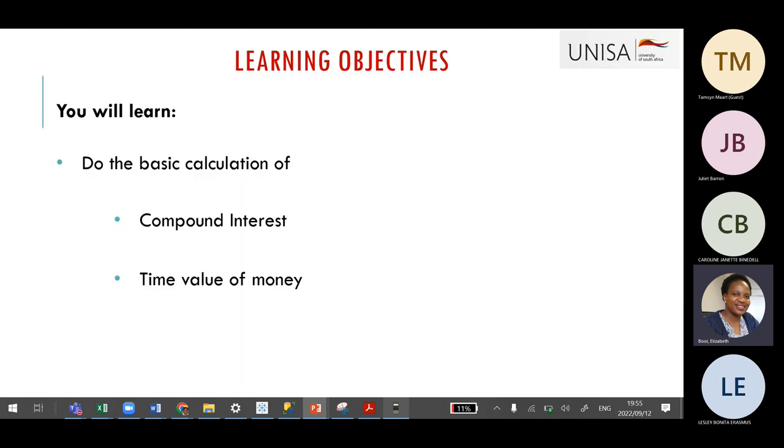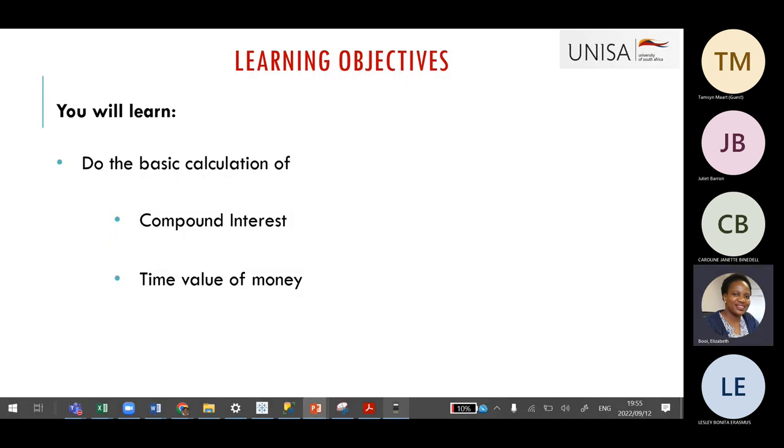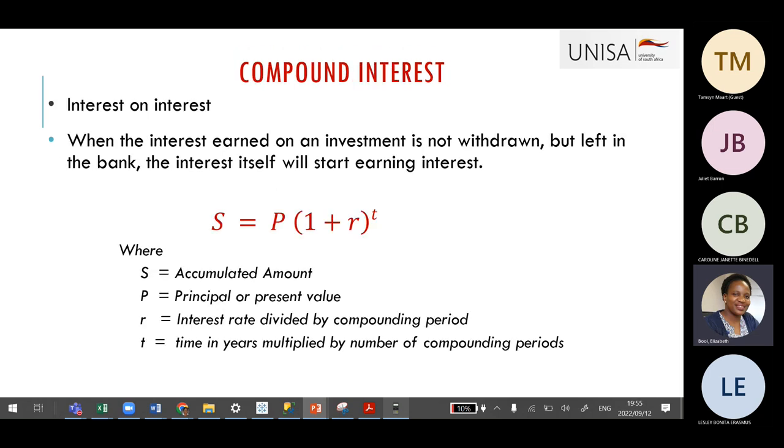Okay, so in the next 30 to 35 minutes, we're going to learn to do the basic calculation, not for the time value of money, only for compound interest in this instance. So what is compound interest? It is interest on interest.